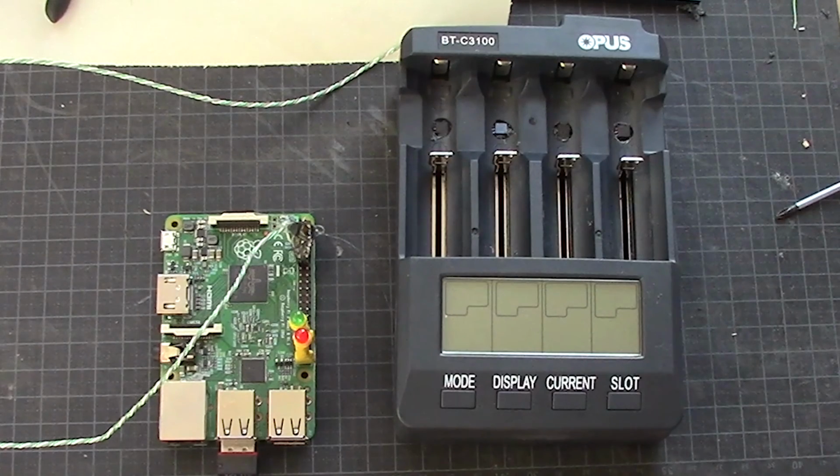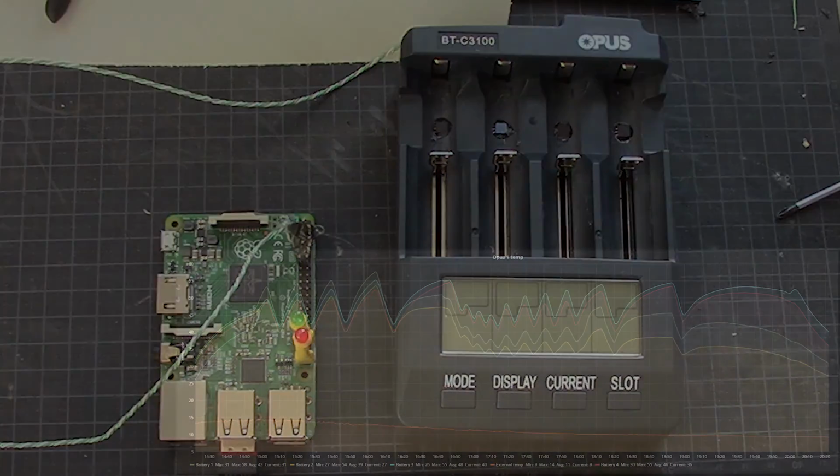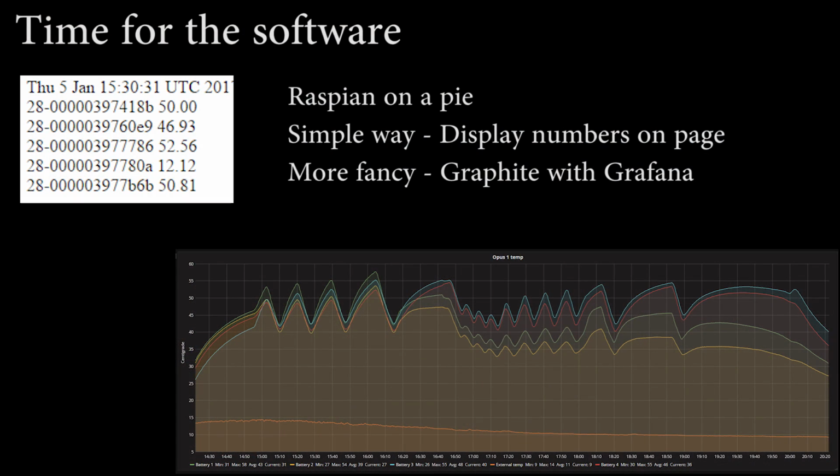And this is basically the finished hardware product. The charger is connected to the Raspberry Pi. It's now time to take a look at the software itself. It's pretty simple and it's not that complicated. I'm going to show you guys two ways of displaying the data. So let's go a little bit into the software side then.